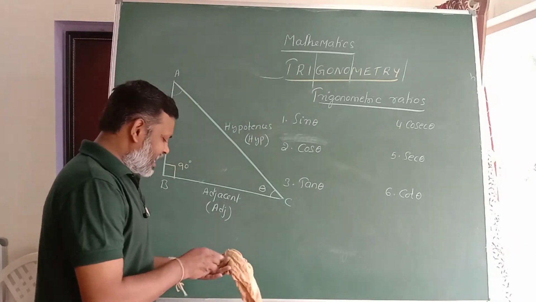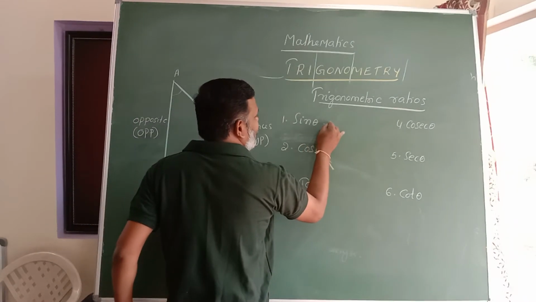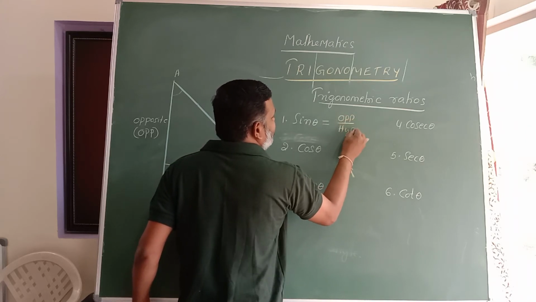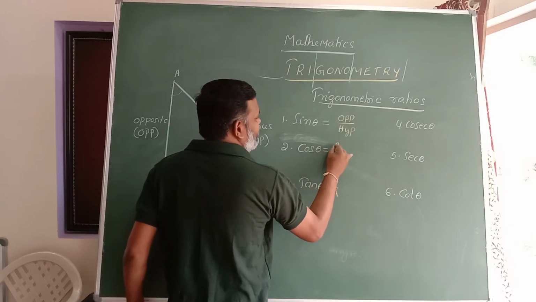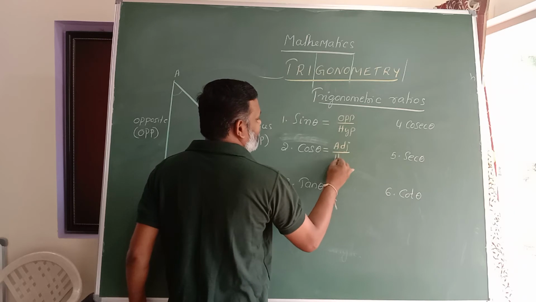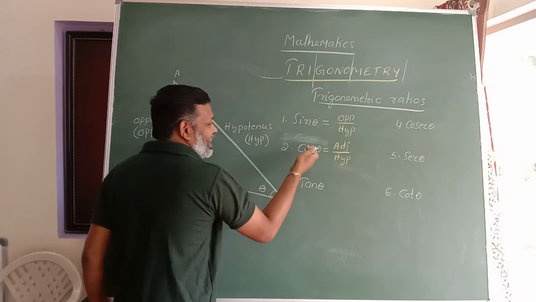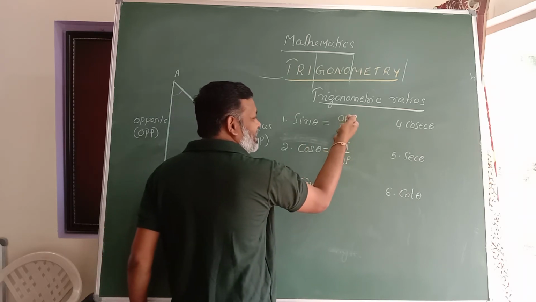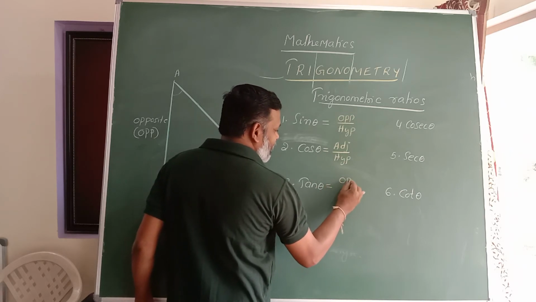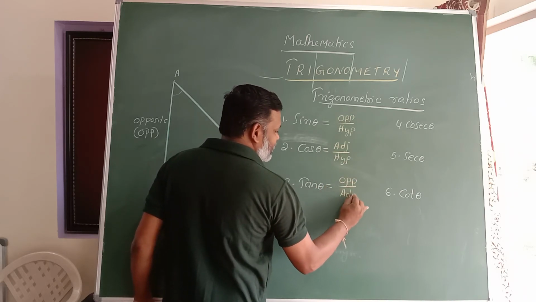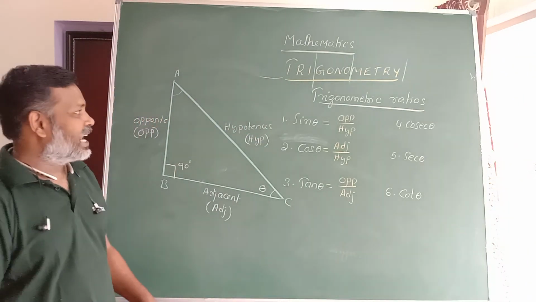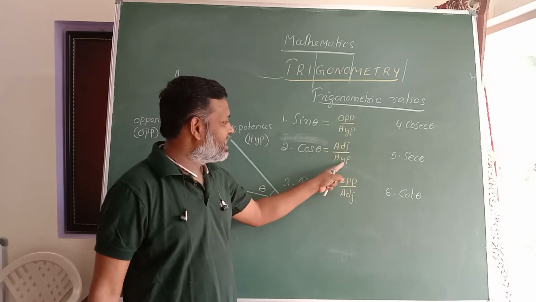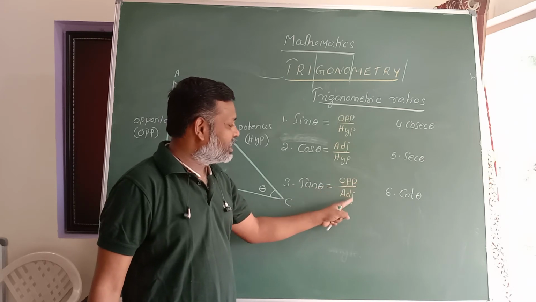Okay, now we can define sin theta. As you know, sin theta is given by opposite side divided by hypotenuse side, and cos theta is given by adjacent side divided by hypotenuse side. By dividing sin and cos, that means sin theta divided by cos theta, the hypotenuse gets cancelled. What you will get? Opposite by adjacent. Very important, understand it neatly. Sin theta is given by opposite by hypotenuse. Cos theta is given by adjacent by hypotenuse. Tan theta is given by opposite by adjacent.